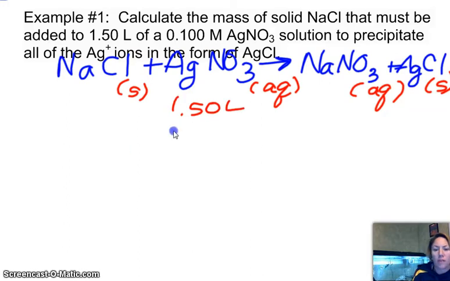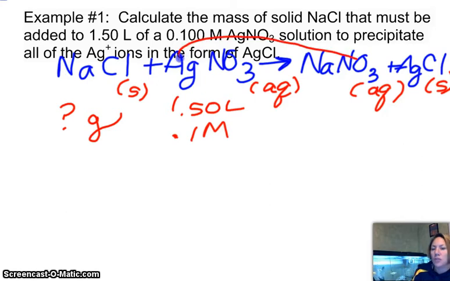So I'm given 1.50 liters of 0.1 molar silver nitrate. They want to know how many grams of NaCl you need to add to turn all the silver ions into solid silver chloride. So basically, how much NaCl do you have to add to react with all of your silver nitrate?